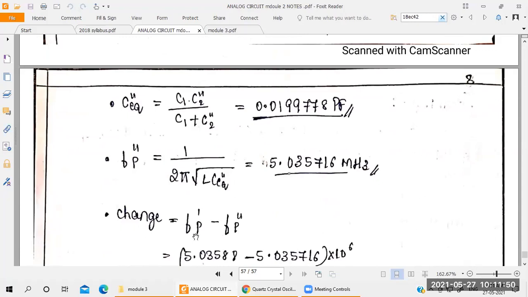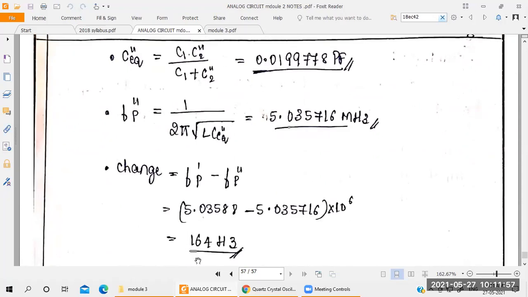The change in frequency means taking Fp1 dash and Fp double dash, for 5 picofarad to 6 picofarad. What is the difference here? 164 hertz. The frequency difference is 164 hertz. There is a small change in the frequency value when the C value goes from 5 picofarad to 6 picofarad. Understood? So this was the complete problem.